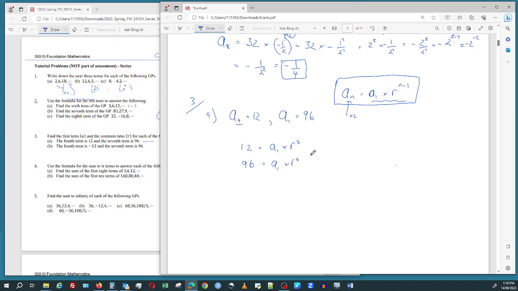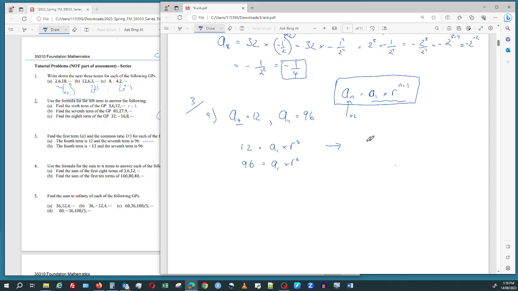Now, I'm wondering what we can do. Can we make a substitution? Not too bad for us. I'm thinking about two equations and two unknowns. It might be the way we have to look at this. Can we do a substitution? Well, not easily. We could make A1 the subject, which would be 12 on R cubed. Then we could pop that A1 into there, which would give us a solution in terms of R. So perhaps that's what we better do.